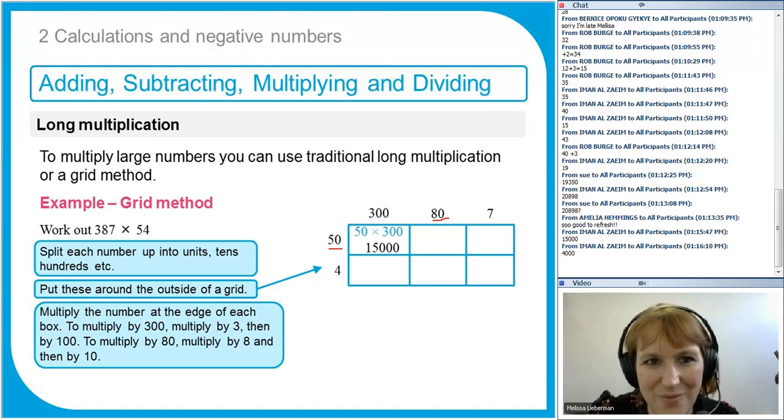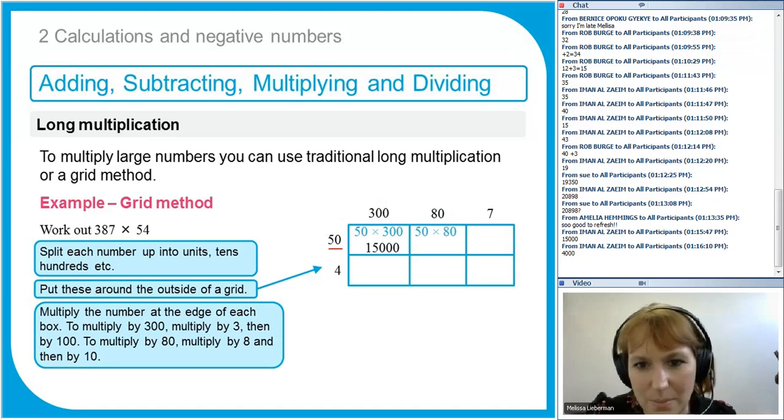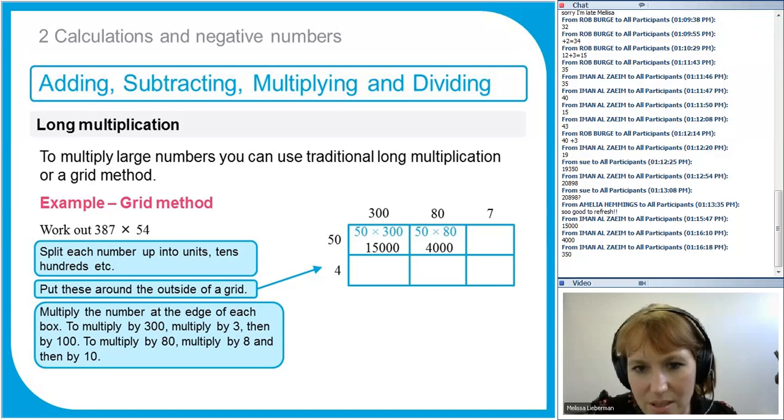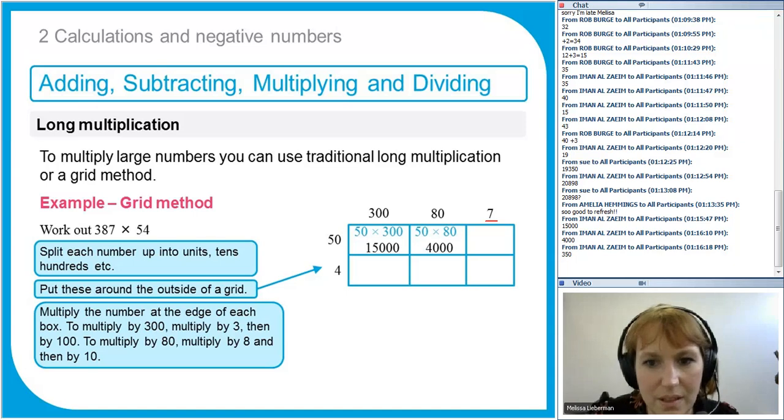Perfect, Iman. Very quick. 4,000. So we put that in the next box, 4,000. This last box here, we want to work out 7 times 50. So that's the same as 7 times 5 and another 0 on the end, 350. That's a little bit more bitty, but some people find this box method much easier to remember.